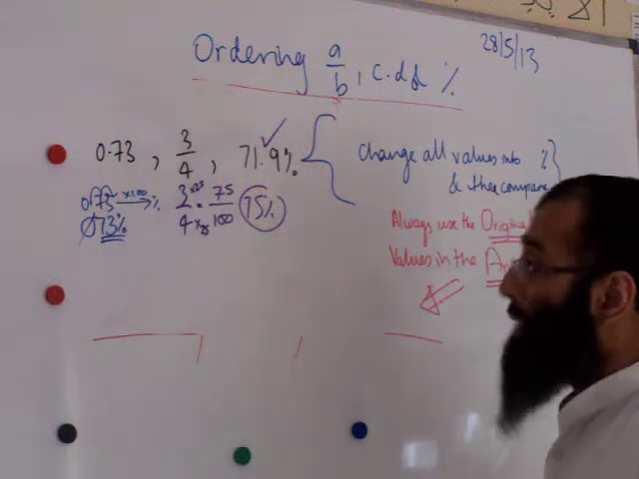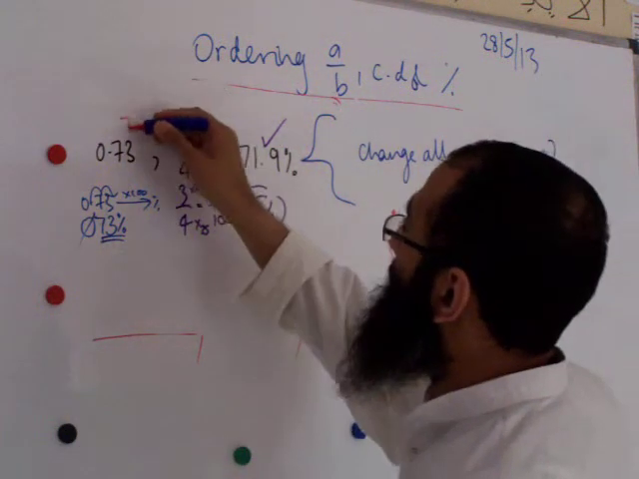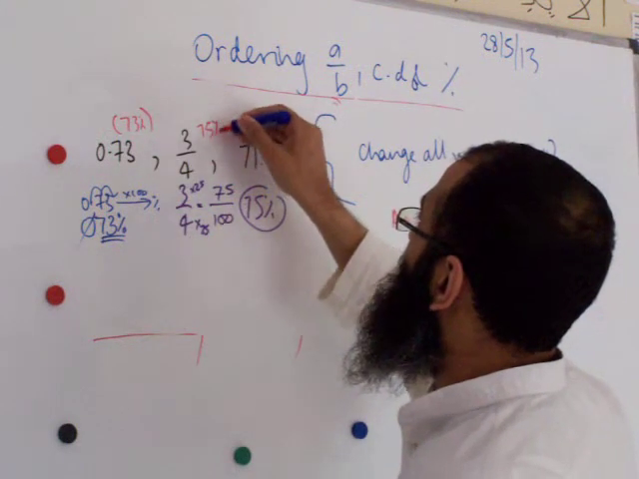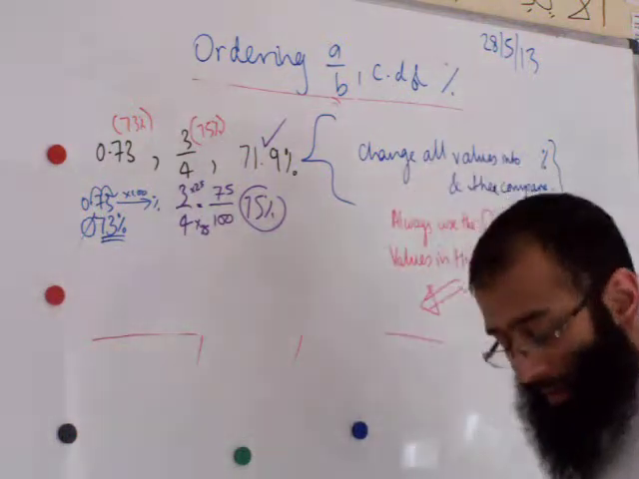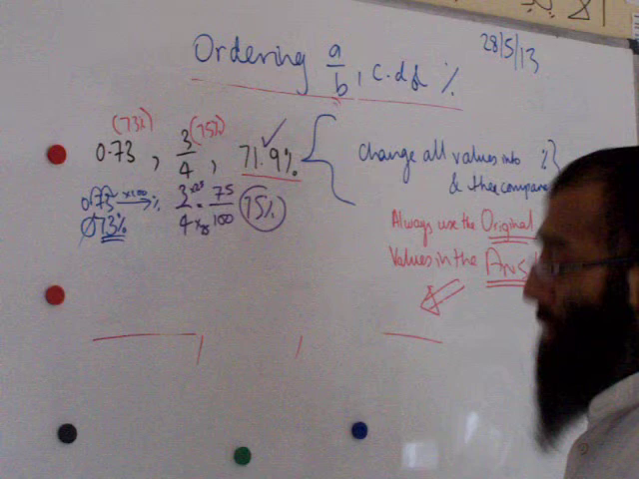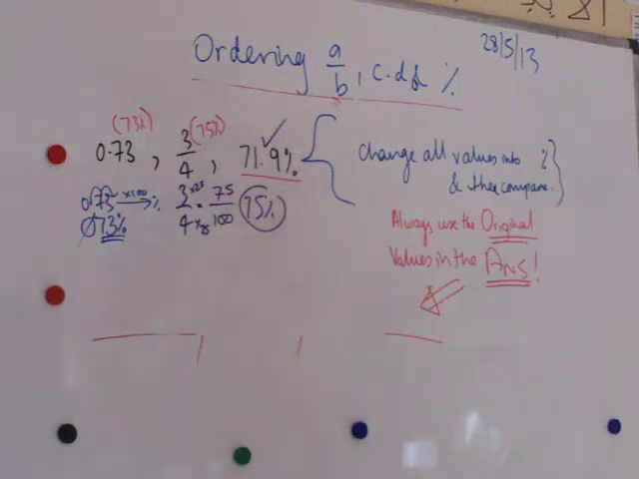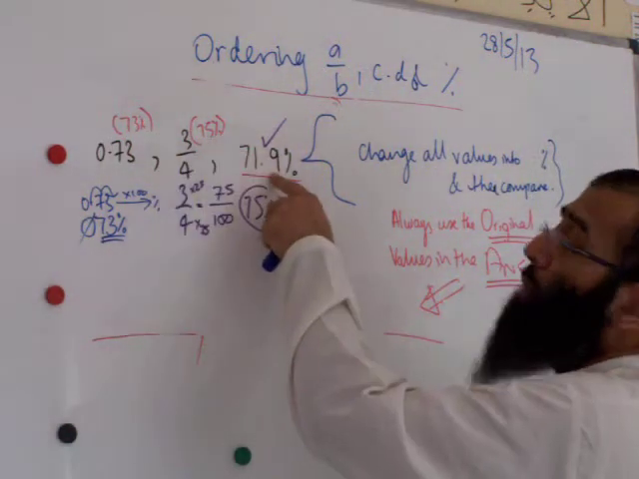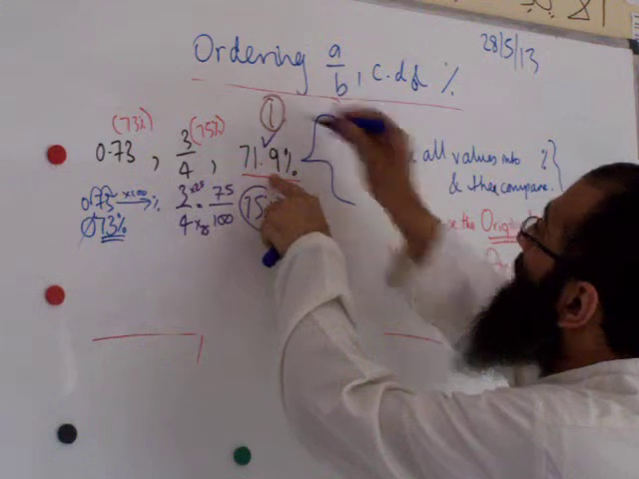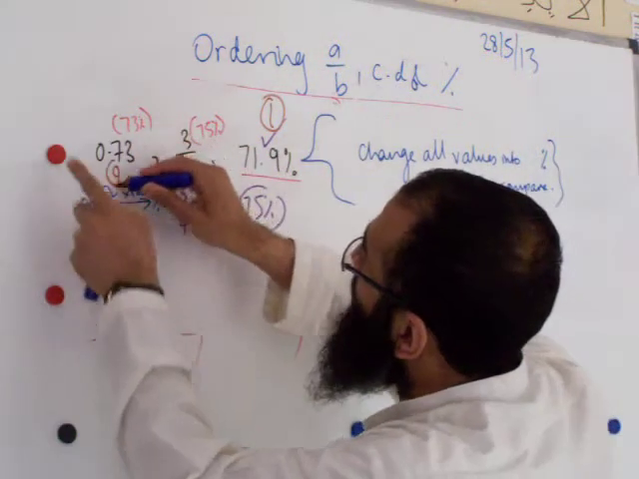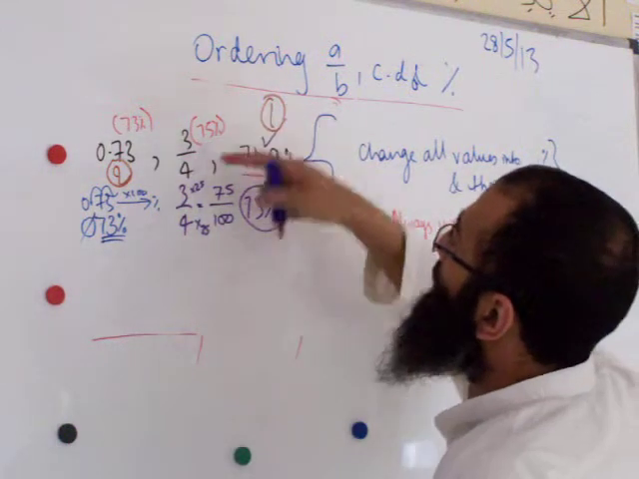So let's write down in red in brackets what these values are. This here is 73%. This one here is 75%. And that one already is a percentage. So, Aaminah, order them now: 73, 75, 71. Which one's smallest? 71. The next one is 73%, that one. And the largest one is 75.